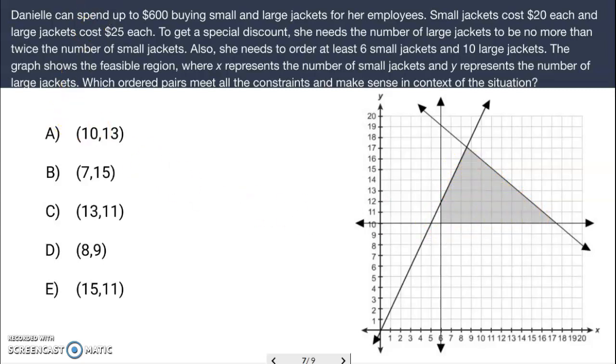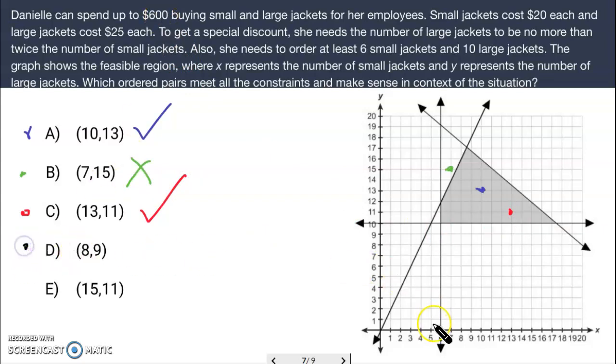So let's go through each one and check. 10, 13 here. Let's go to 10 and then up to 13. There it is, so that one definitely works. Let's try 7, 15. Here's 7, 15 would be outside of the shaded region, so that one does not work. Let's try 13, 11. Right, 13 and up to 11. That's right here. Notice we are inside the shaded region, so C works.